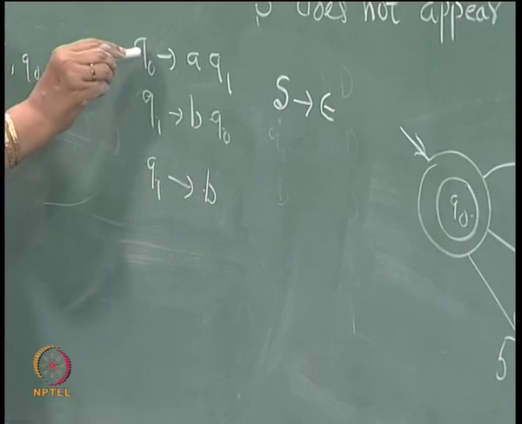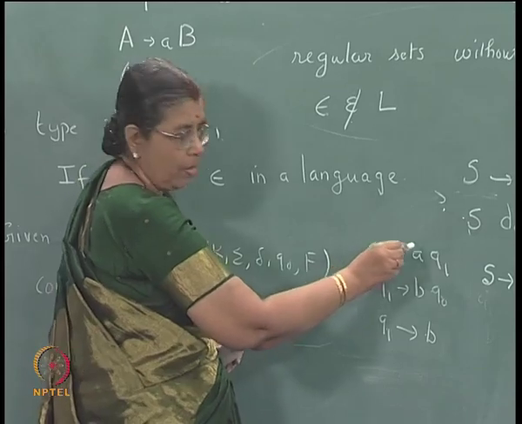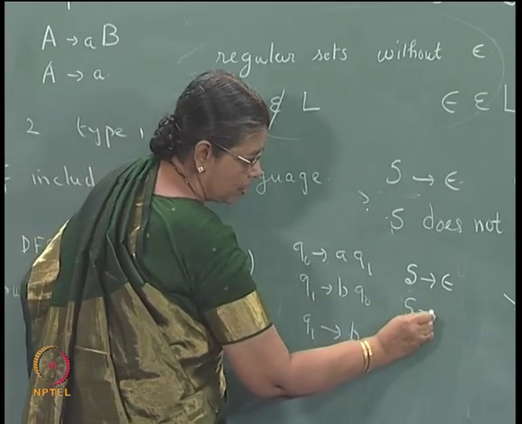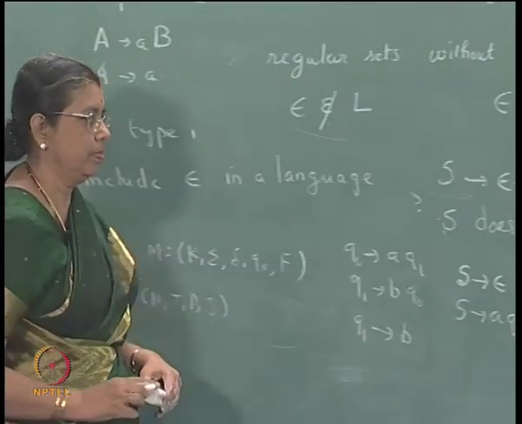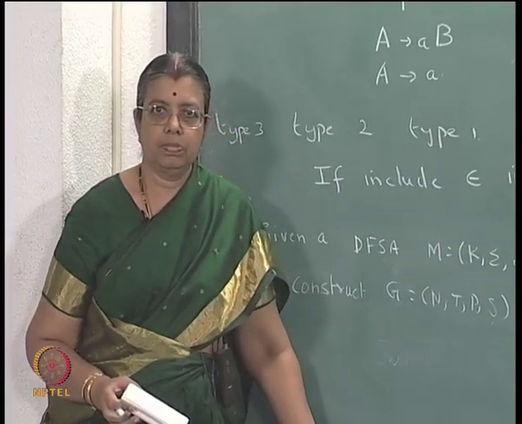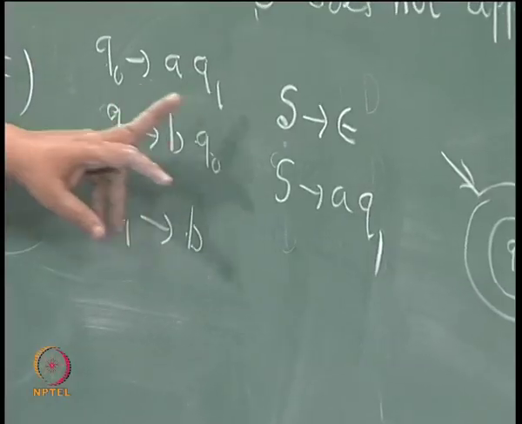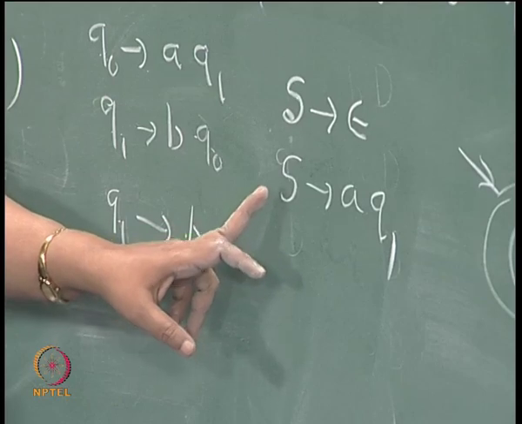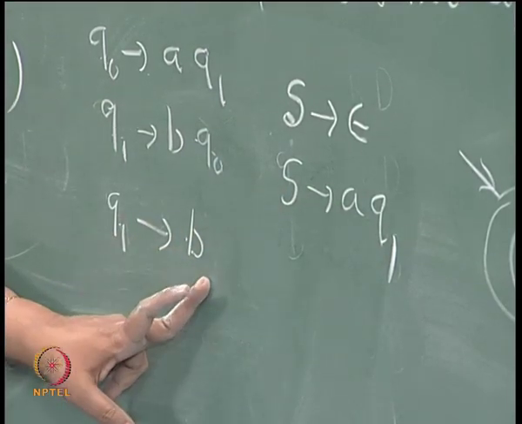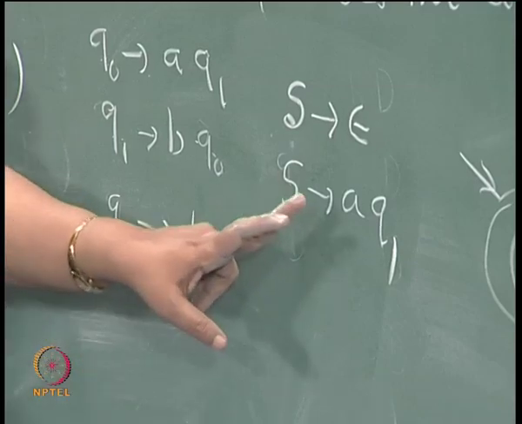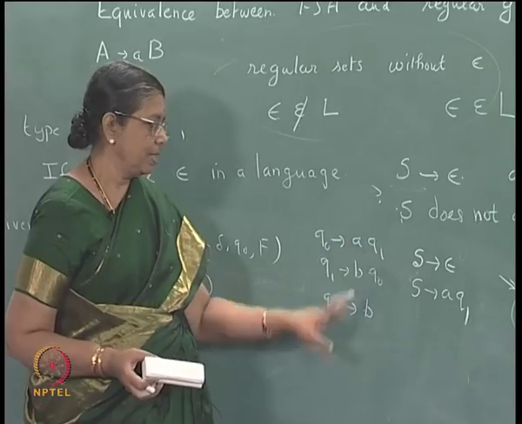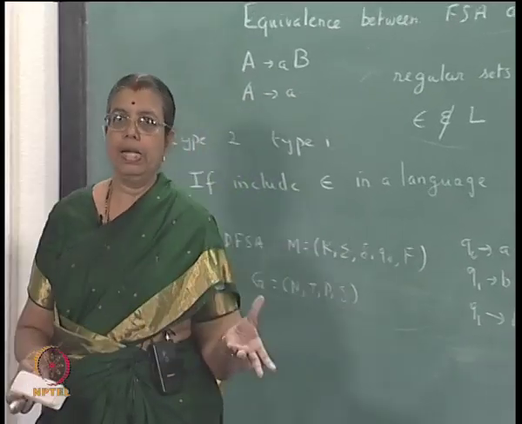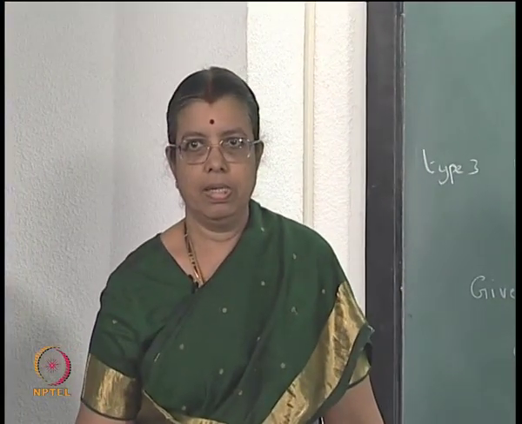Then whatever is there with q naught, you also have with S. That is, this is a rule with q naught on the left hand side, you also have S goes to AQ1. This S will be the new start symbol, epsilon is derived. Any other string AB will be derived by S goes to AQ1, Q1 goes to B. AB will be derived using this, right. You have to just make a slight adjustment, that is all.